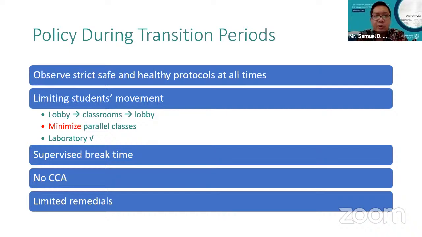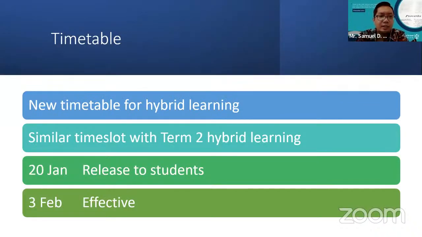We will minimize the practical classes. We try to schedule practical classes in the afternoon or on Tuesday or Thursday, where it is HBL, but sometimes we are unable to do so. So there are still some practical classes done during the hybrid. For laboratory, you can go to the laboratory with your teachers. Supervised break time: you have a 15 minutes morning break with your teachers in your classroom to supervise you. No CCA, limited remedials.